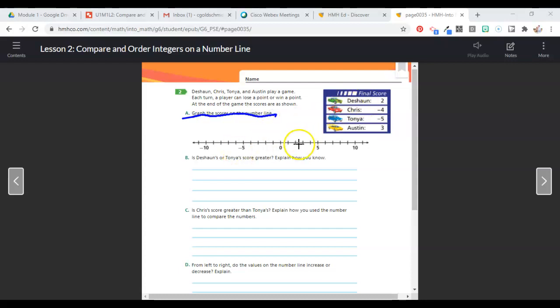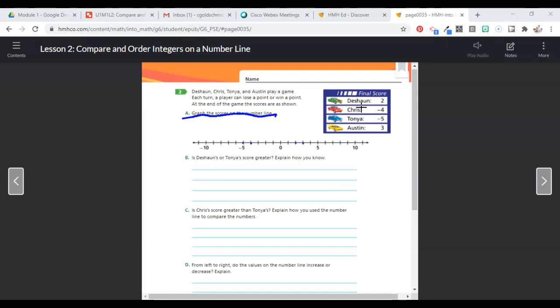So we're going to take 2, 1, 2, and our dot's going to go right there. For Chris, -4. So -1, -2, -3, -4. Tanya's -5. So if this is -4, this is -5. And Austin is 3. So 1, 2, 3. Now we're going to use what we did up here on the graph, and we're going to do some explaining.